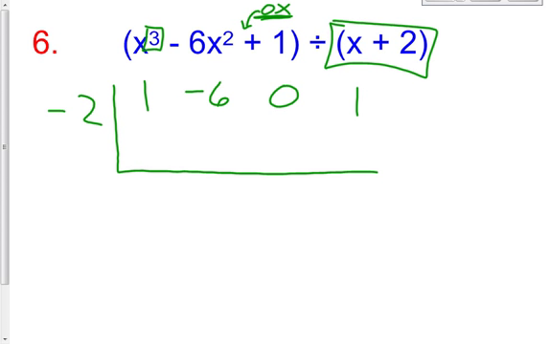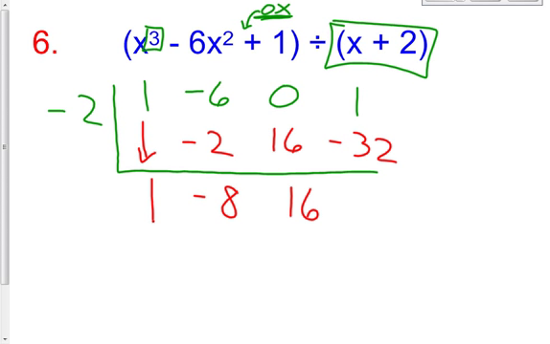All right, let's become familiar with this algorithm. So what we do is we drop down our first coefficient. We're going to drop down this 1. And now we multiply, add, multiply, add, multiply, add, multiply, add, all the way across until we're done. So we multiply. 1 times the negative 2 is a negative 2. And now we add. A negative 6 minus 2 is a negative 8. And now we multiply. A negative 8 times a negative 2 is a positive 16. And now we add. 0 plus 16 is a positive 16. And now we multiply. 16 times a negative 2 is a negative 32. And now we add.